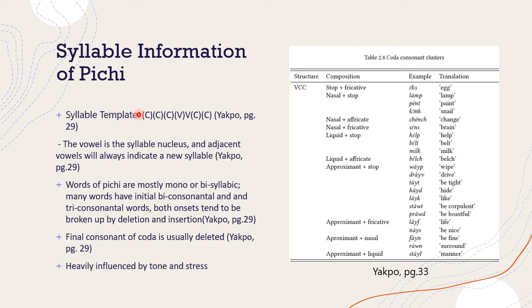Most words of Peaky are going to be mono or bisyllabic, and many words have initial biconsonantal and triconsonantal onsets, which tend to be broken up by deletion and insertion. So the deletion and insertion is how we are able to differentiate syllables within Peaky, and I'll go over that a little bit more as a phonological process in the later slides. And then a final consonant of coda is usually deleted as well, which is another way of differentiating syllables. And it is heavily influenced by tone and stress.